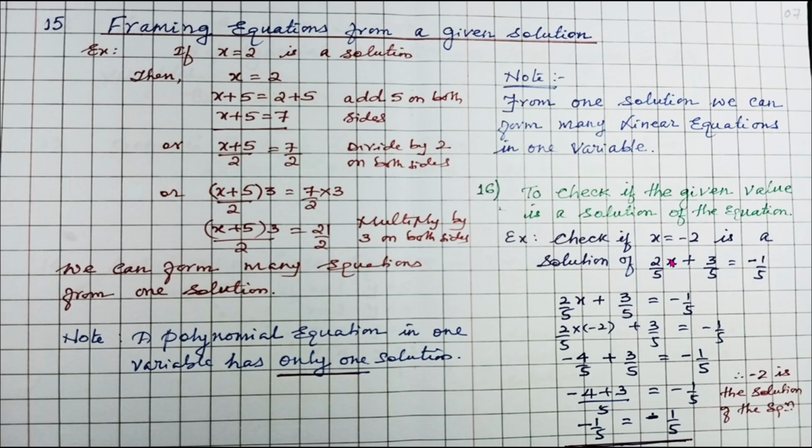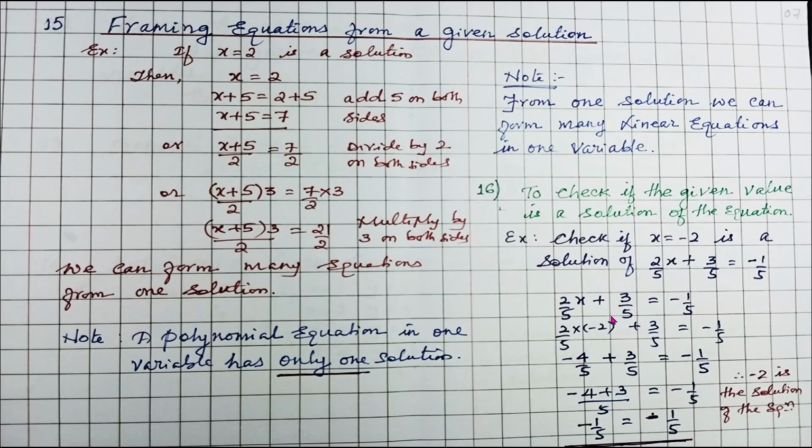Now to check if the given value is a solution of the equation or not. Now the question is, check if x equal to minus 2 is the solution of this. Now the method is very simple. Now what you do, first convert this into standard form. Now for that, the LCM is 5. So therefore now we can multiply 2 into minus 2 divided by 5, because x is equal to minus 2, 2 into minus 2 divided by 5, and here 3 by 5 and minus 1.